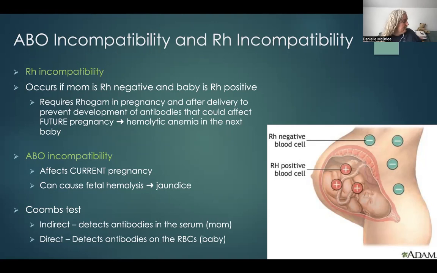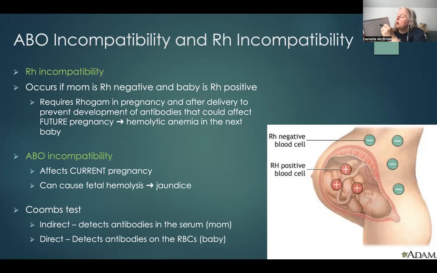Otherwise, every Rh negative woman gets RhoGAM around 28 weeks gestation. And then after the baby's born, they test the blood type of the baby. And if the blood type of the baby is Rh negative, then there's nothing else to do. But if the blood type of the baby is Rh positive, then mom will get RhoGAM again before she goes home. Okay. For ABO incompatibility, this one's a little bit different, but it can also cause a fetal hemolysis. And so what happens here is mom's blood type is O, which means that her blood doesn't have any A or B antigens.